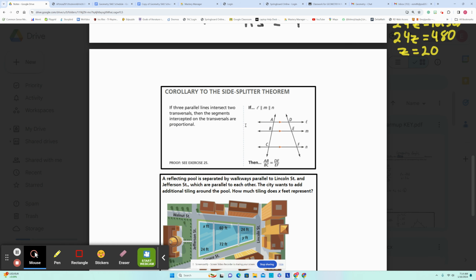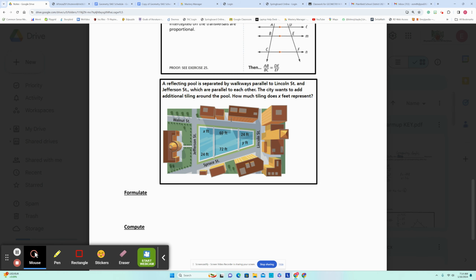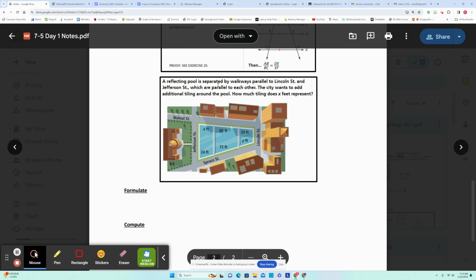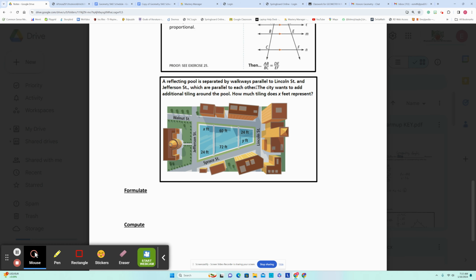So let's apply this in our example here. It says a reflecting pool is separated by walkways parallel to Lincoln Street. So here's Lincoln Street, so here's those walkways. And Jefferson Street. So here's Jefferson Street again. These are going to be parallel to that. The city wants to add additional tiling around the pool. How much tiling does X feet represent? So in this case, we're looking at this and we're trying to solve for the rest of this.